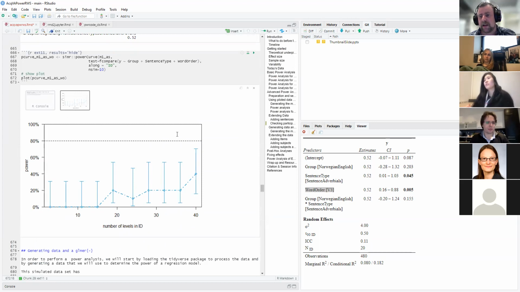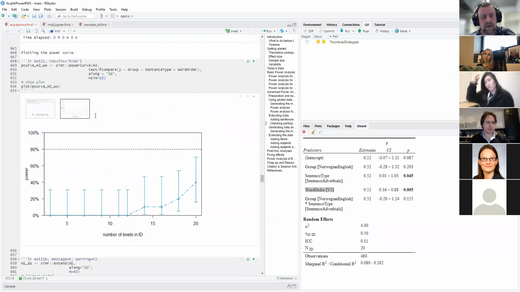So we still don't breach the 80%, right? And so we could basically go about increasing that further and then checking with the power curve, doing the same thing that we did with sentences, and check where it breaches the 80%, or optimally, where we get values that are above 90% or something like that, right? So that we can be really certain that if we don't find something, it's because there's no effect, right?